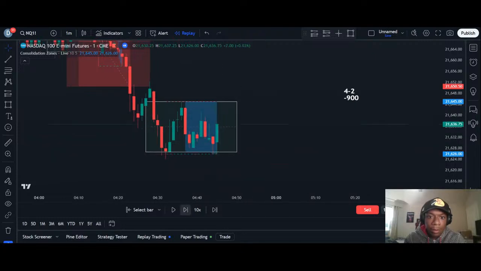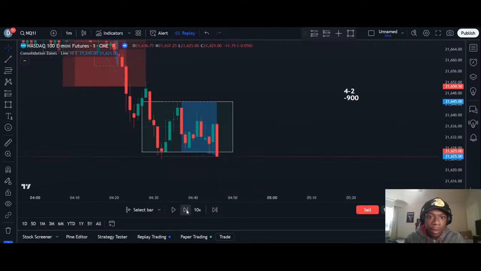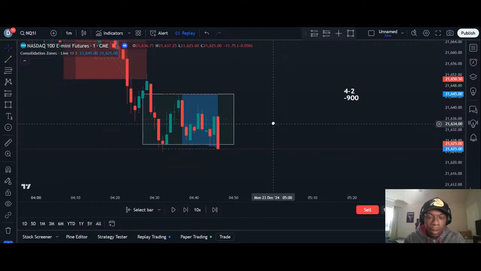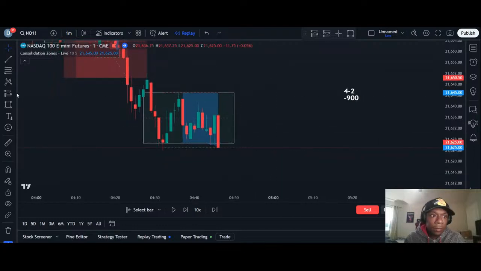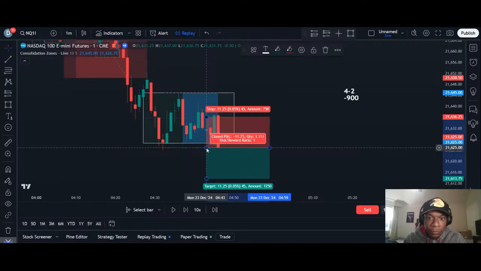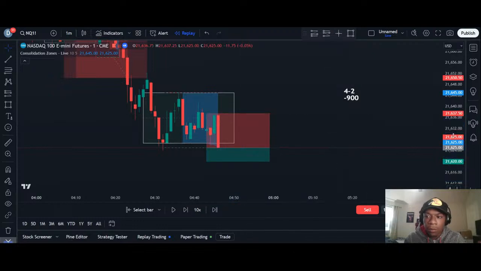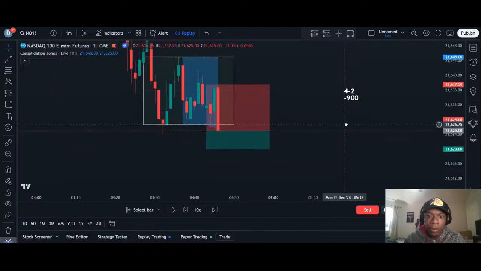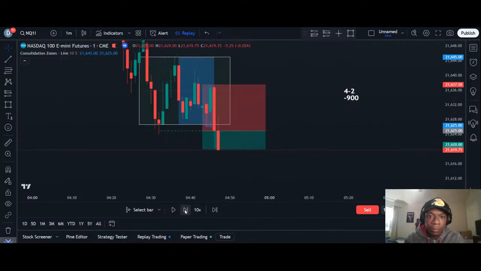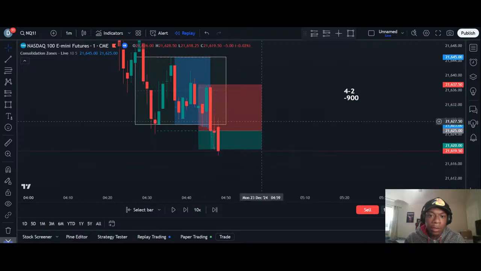No, everything big. Everything big. All right, we got a close below the zone. I'm gonna start over from TP1. All right, it's the TP smash.